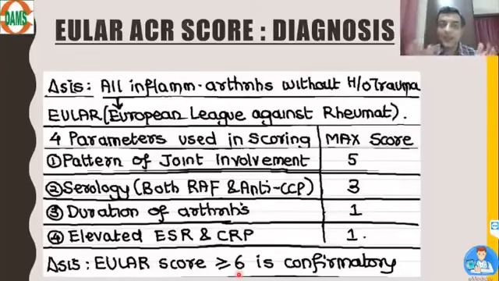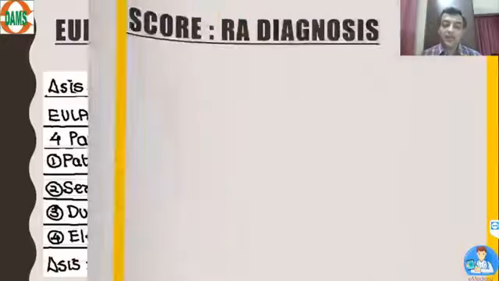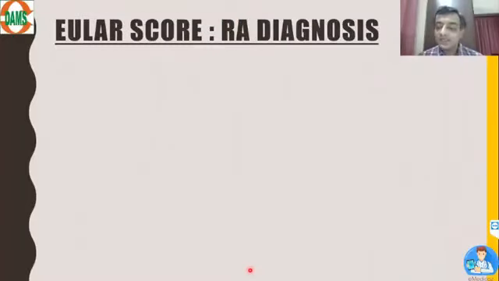Like that, in RA today we are learning that an Euler score of more than or equal to 6 is confirmatory. So the Euler score gives us the diagnosis for RA. Please remember, whatever I have just shown you is enough for you to remember. What I am going to show you now is only for your understanding. Please don't write, just listen and follow the laser pointer.